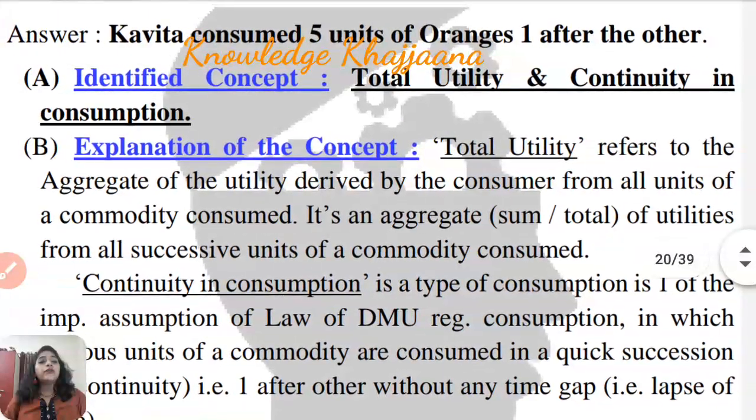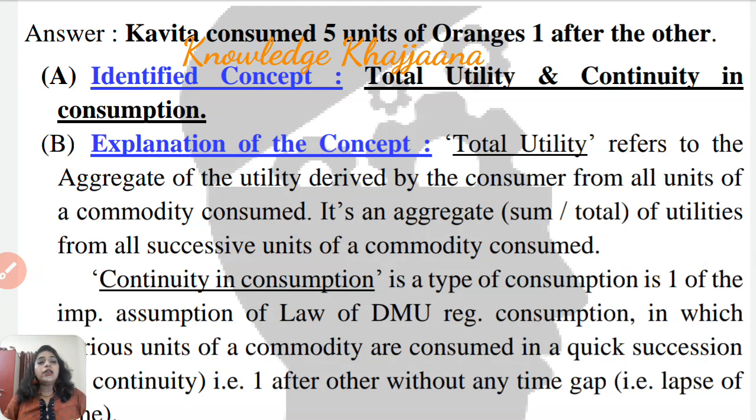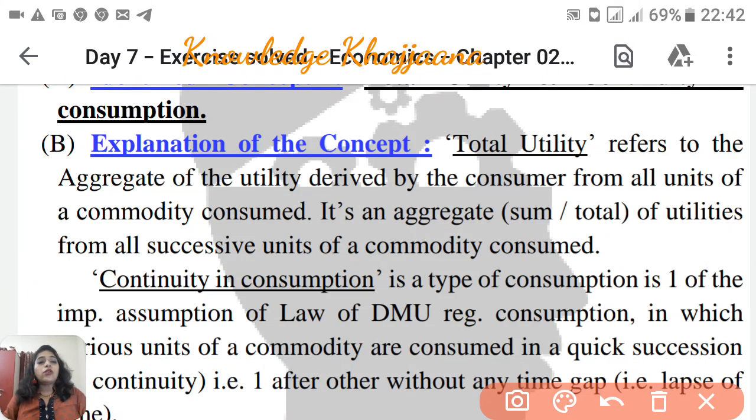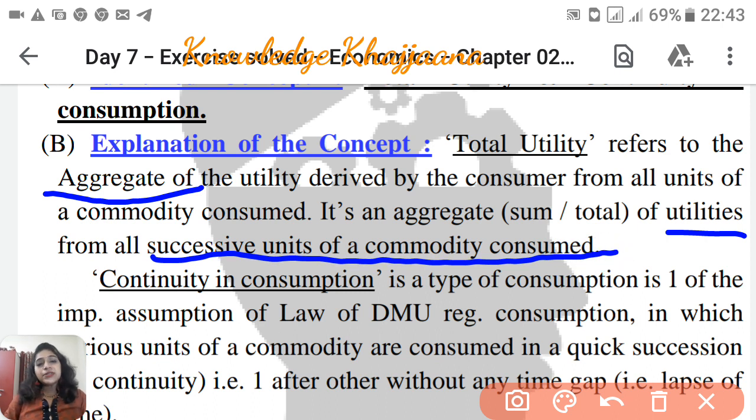Total utility refers to the aggregate of the utility. Aggregate means what? Sum total. Aggregate of the utility derived by the consumer from all units of a commodity consumed. It is an aggregate or sum total of utilities from the successive units of a commodity consumed. What is meant by successive units? That is one after the other. Because she consumed one after the other oranges, and total oranges she consumed were 5. So aggregate, how many oranges she consumed? 5 oranges she consumed, one after the other without any time lapse.